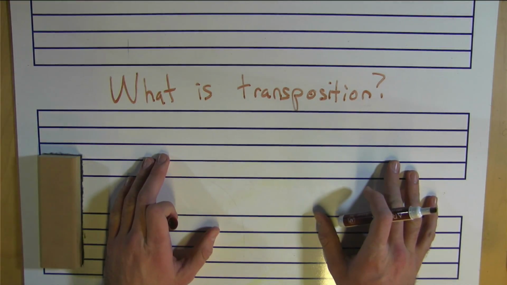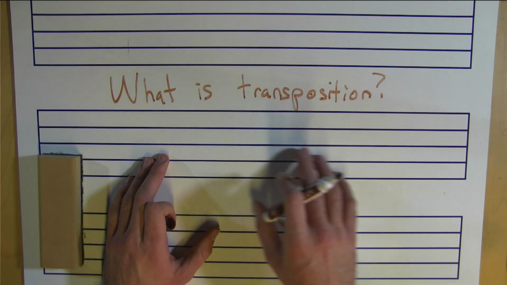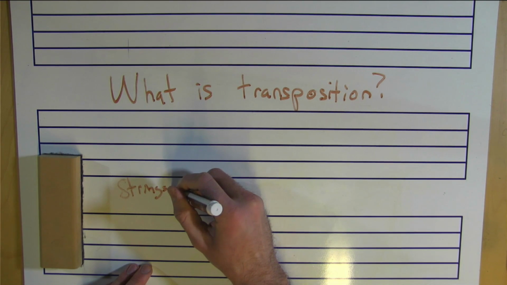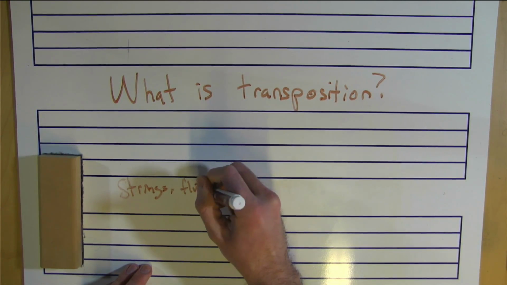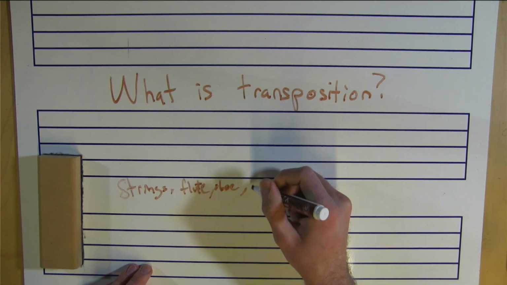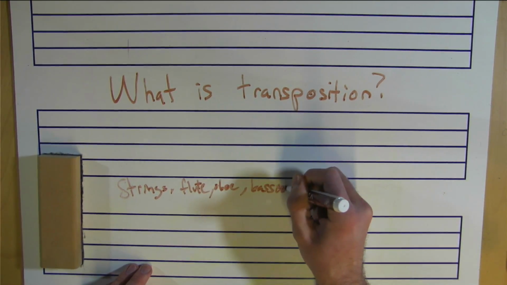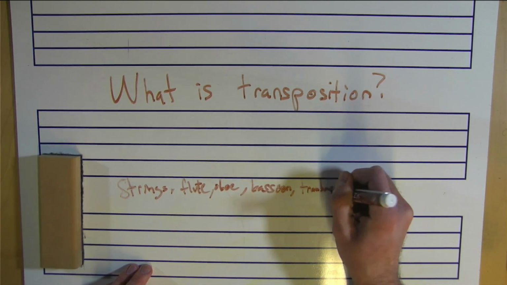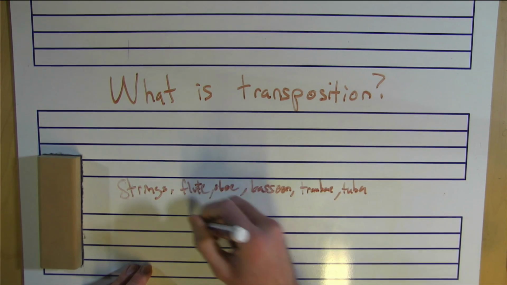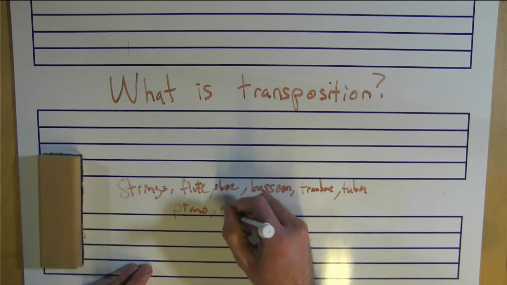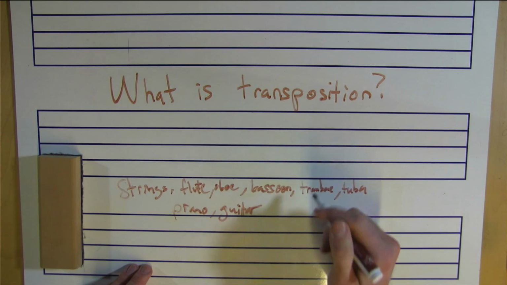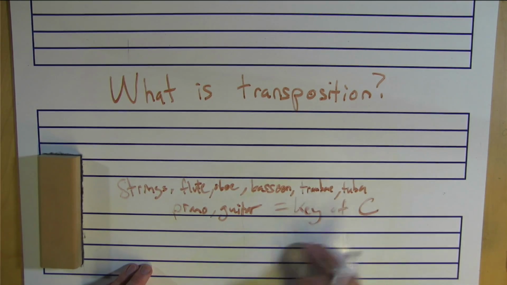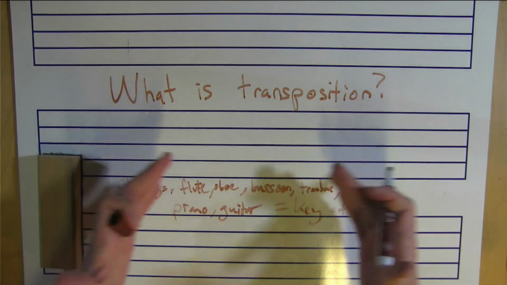So what is transposition? Not every instrument is tuned the same way. We have strings and many woodwinds like the flute, the oboe, the bassoon, many brass instruments like trombones, tuba, piano, guitar. All of these instruments are in the key of C. There are, of course, more, but these are kind of popular instruments in the key of C.